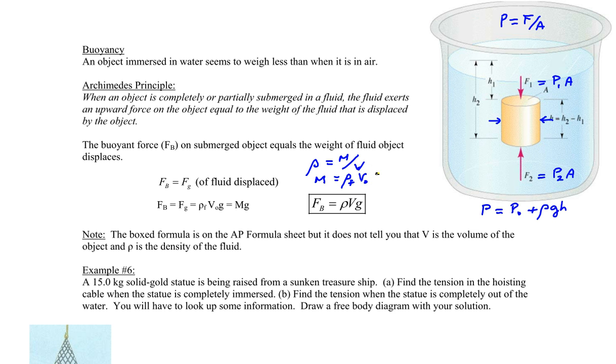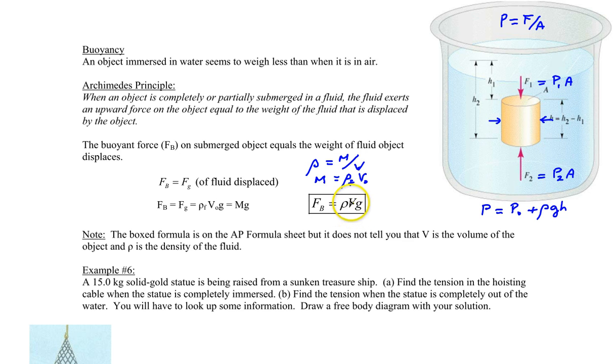So if the object is completely submerged, this is what Archimedes famously figured out: if you wanted to find the volume of an object, you simply push it in the water, and the water that gets pushed out is equal to the volume of the object. So again, the buoyant force is equal to rho Vg. That's the way they're going to write it in the formula sheet.